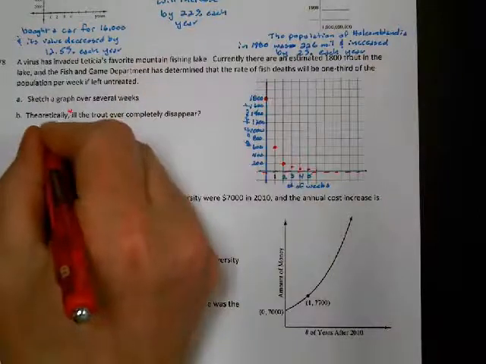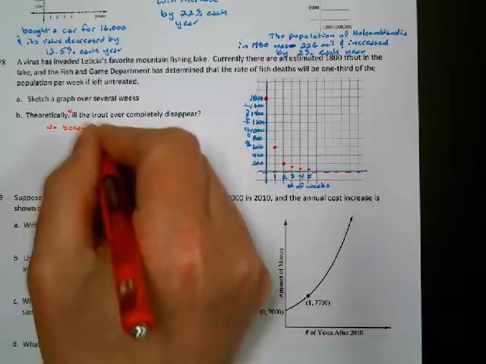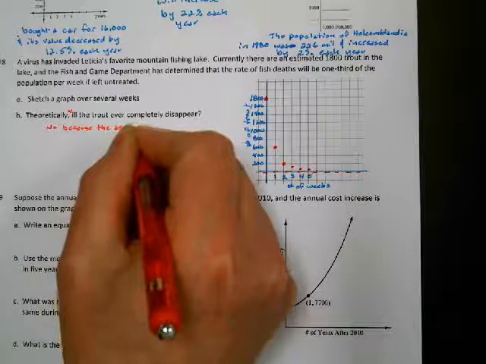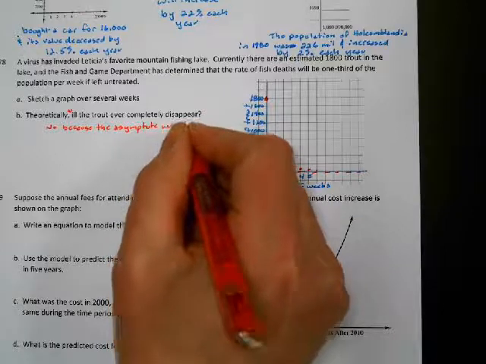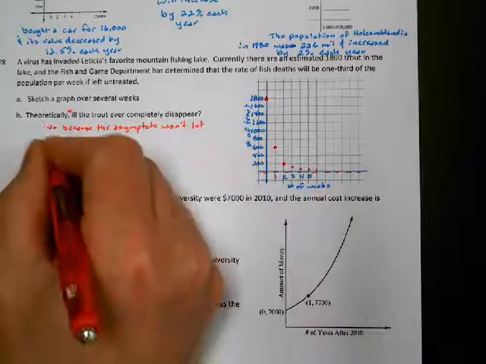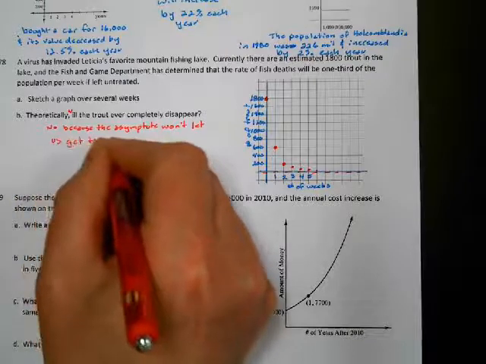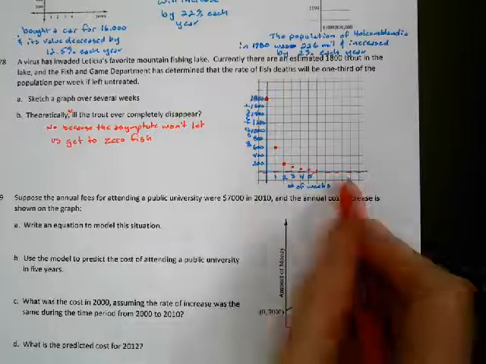No, because the asymptote won't let us get to 0 fish. So we've got that asymptote that's keeping the y value from getting to 0.